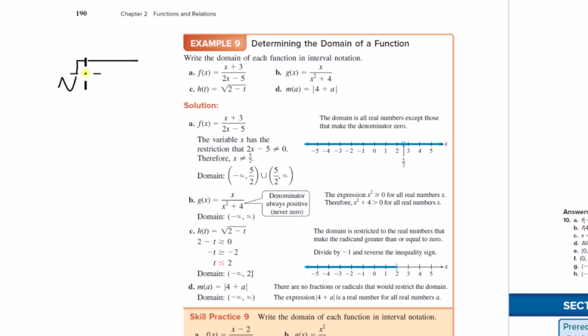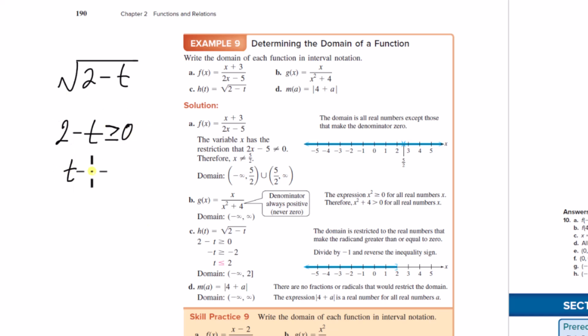This is an even root radical. If it was an odd root, there would be no problem for any situation. Here, assuming we're not allowing for complex solutions, then 2 minus t needs to be greater than or equal to 0. It could be equal to 0, that's fine, but it just can't be less than 0. So we need to solve this inequality.